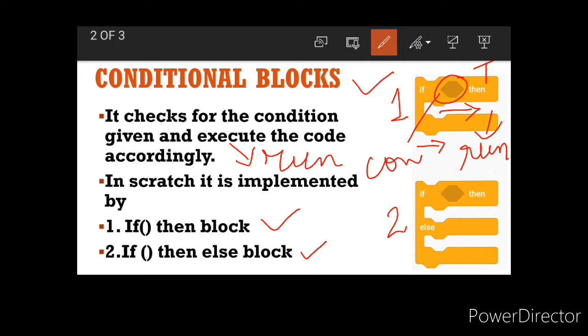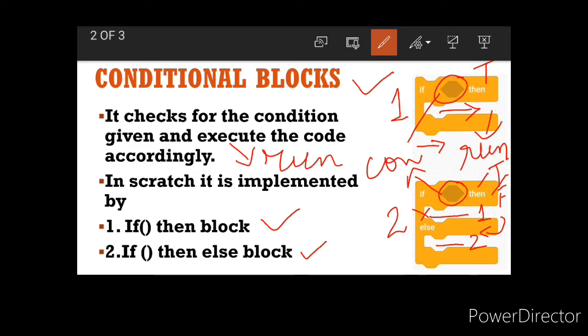What it will do, first if is there, then here the condition will come. Then if the condition is true, the code written inside this space, I will call it space 1, will be executed, that will run. If the condition is false, it will jump to the else part, it will skip this if part, and the code written inside the second space will be executed.